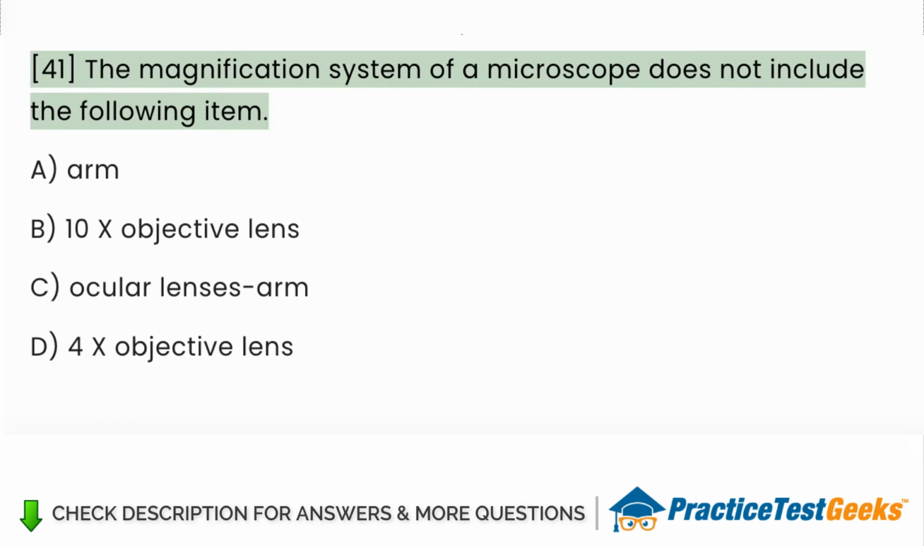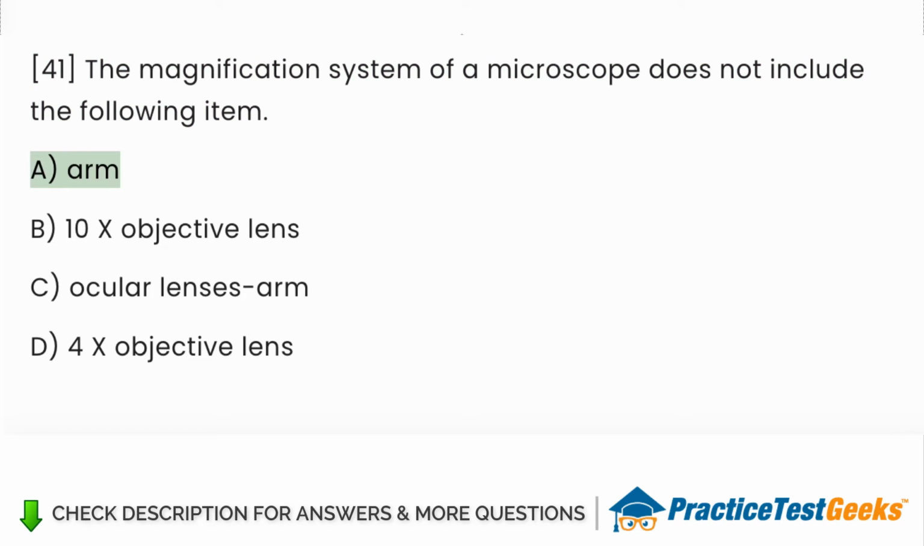The magnification system of a microscope does not include the following item. A. Arm. B. 10x objective lens. C. Ocular lenses. D. 4x objective lens.